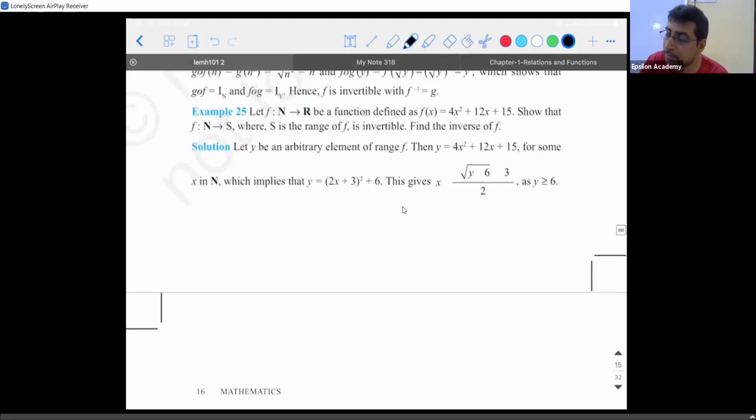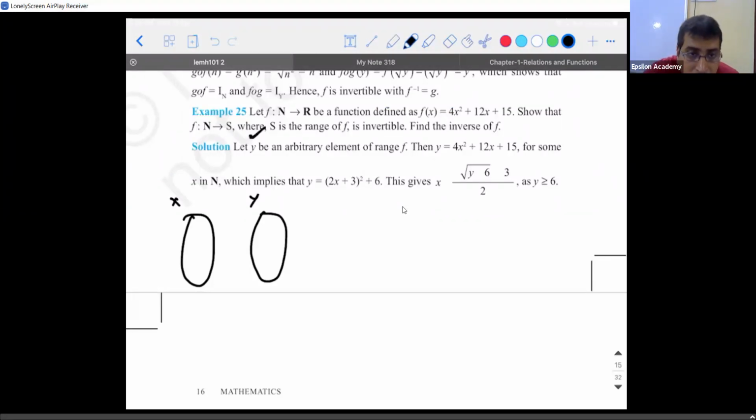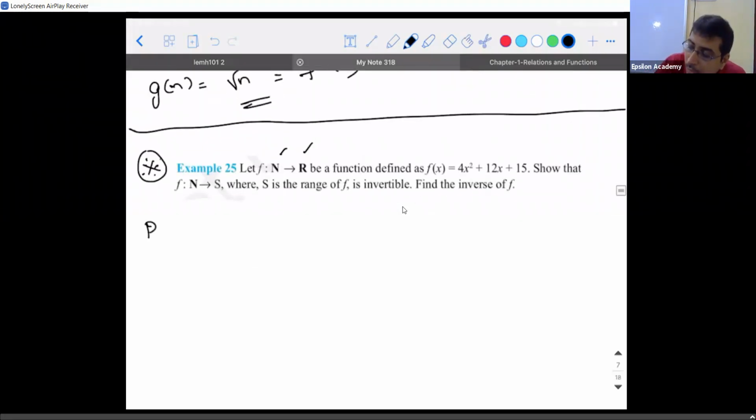Okay, same thing. Set x, set y. Again, you have to start with the element y being an arbitrary element, but not from the codomain, rather it will be from the range of f. So how to find the range of f? Okay, so that's what I'm going to teach you. Now listen. Finding range of a function. So how to find the range of a function?